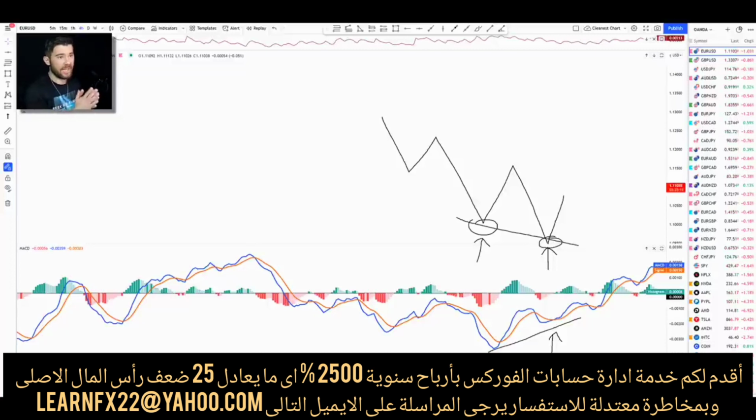Now, the MACD indicator is one of the best indicators I've found to use divergence to help point out possible reversals.